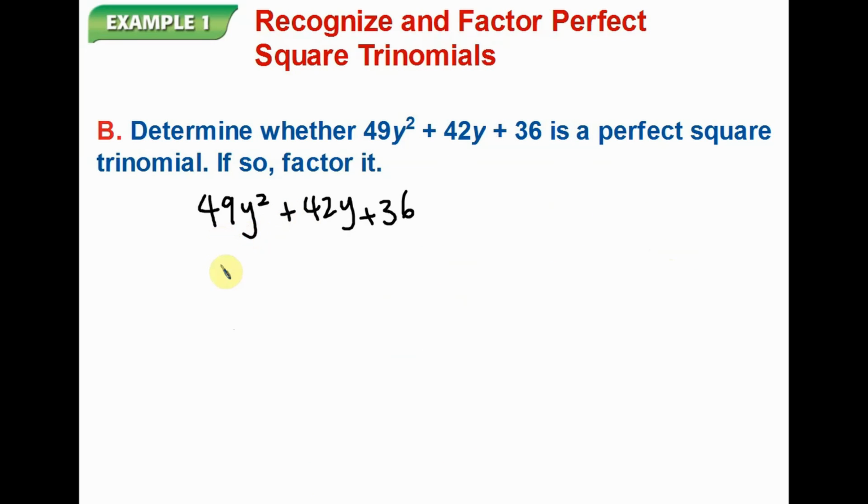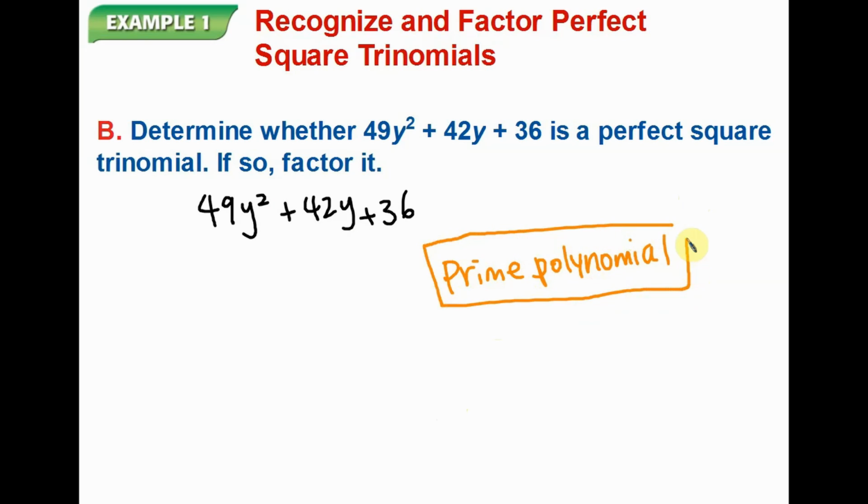It's also not something where I can take out a greatest common factor, because 49 and 42 have a common multiple of 7, but 36, when I include all 3 terms, doesn't have anything in common. So I believe this is a prime polynomial, which means it cannot be factored any further. This is the answer to my part B.